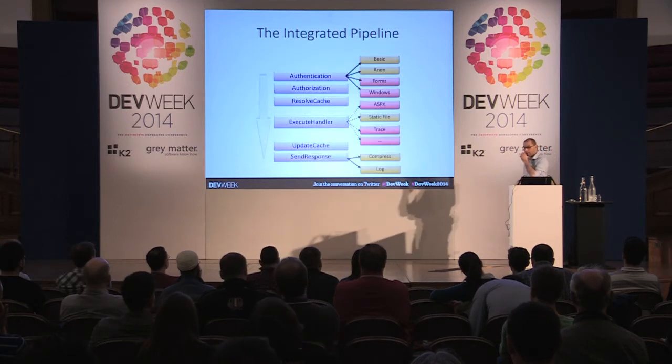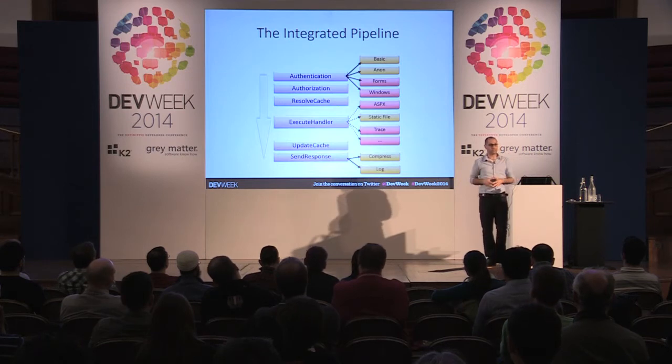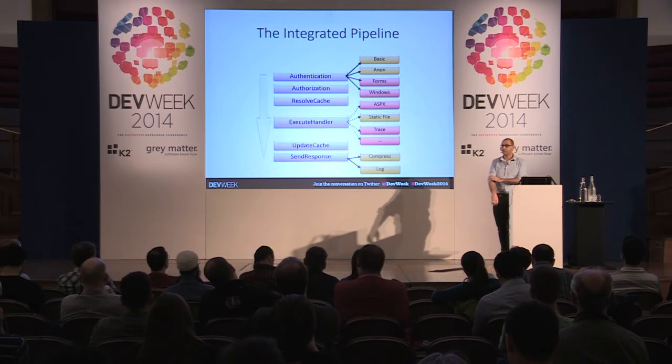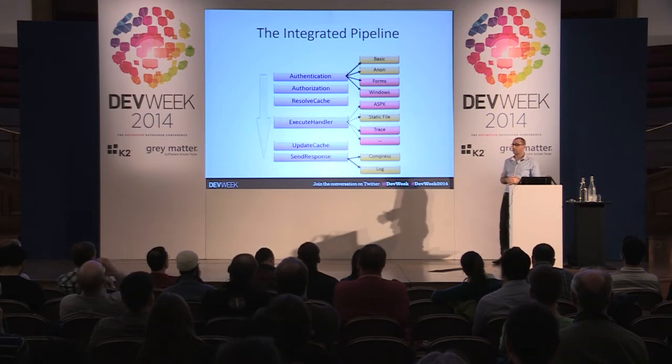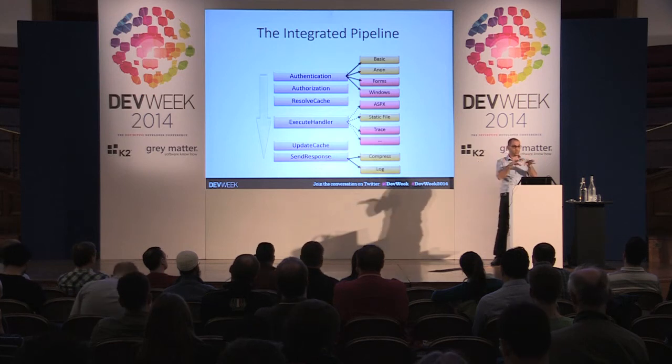Okay. The second concept that changed in IIS is the pipeline of IIS. This was a very big change between IIS 6 and IIS 7. If you ever saw in IIS 7 the options of classic pipeline and integrated pipeline, okay, this is what I'm talking about.